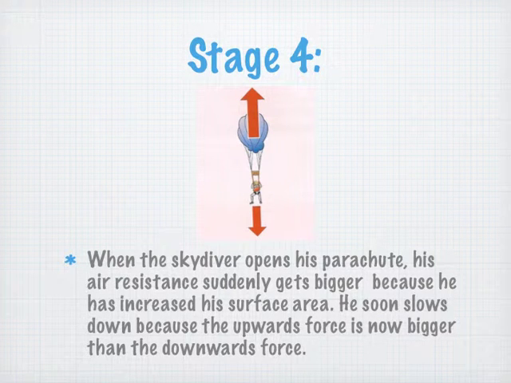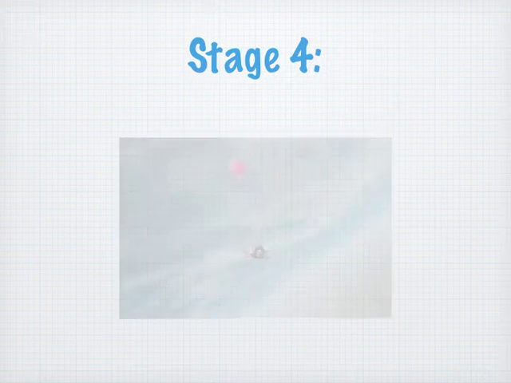Stage 4. When the skydiver opens his parachute, his air resistance suddenly gets bigger because he has increased his surface area. He soon slows down because the upwards force is now bigger than the downwards force.